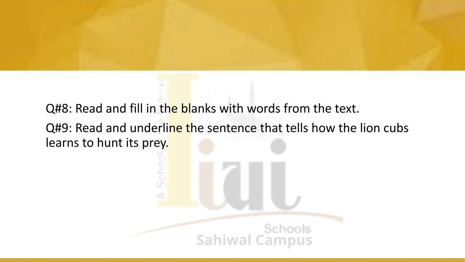Question number 9. Read and underline the sentence that tells how the lion cub learns to hunt its prey. So in this you have to read out the paragraph on page number 13, learned behavior paragraph, and then you have to underline that sentence that tells about the lion cubs, that how they learn to hunt its prey. So at the last of the paragraph, from the last third line, a lion cub learns to pounce on its prey by pouncing on its mother's twitching tail. Learning and pouncing behavior help the lion cub survive and get the food it needs. So you can underline these lines.